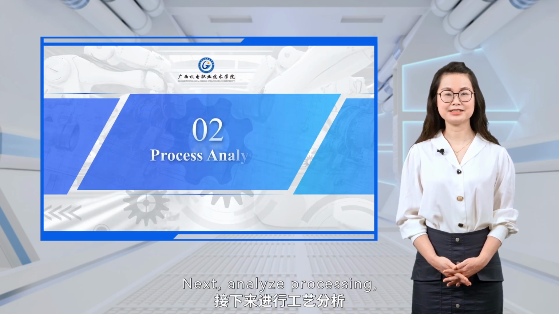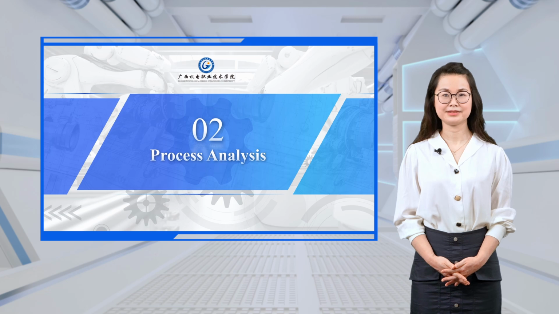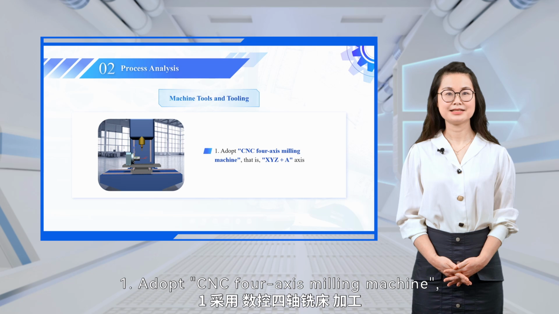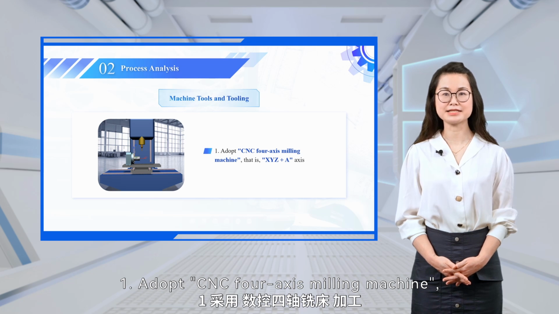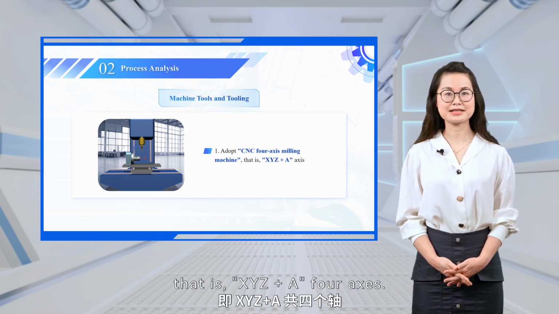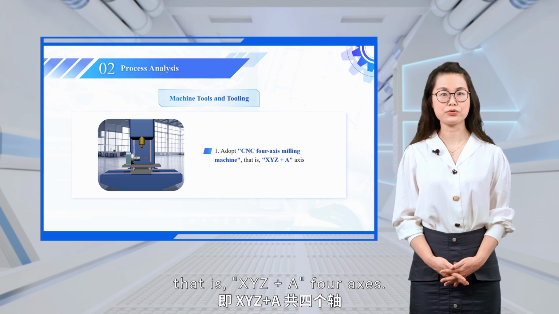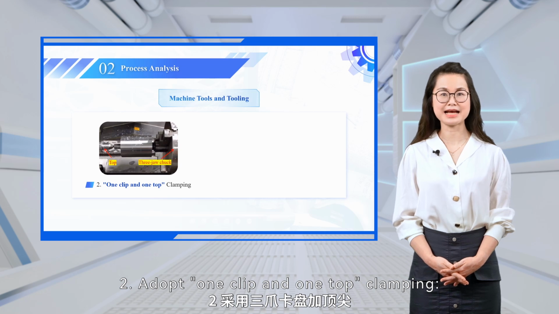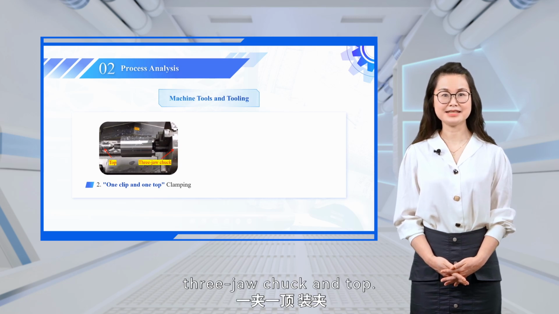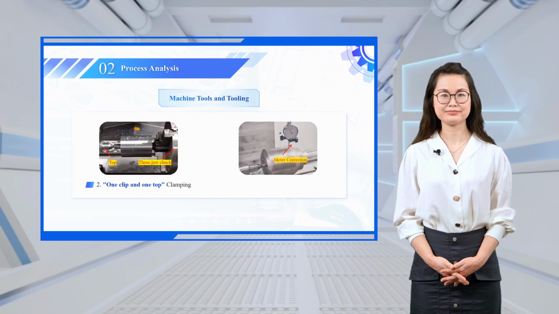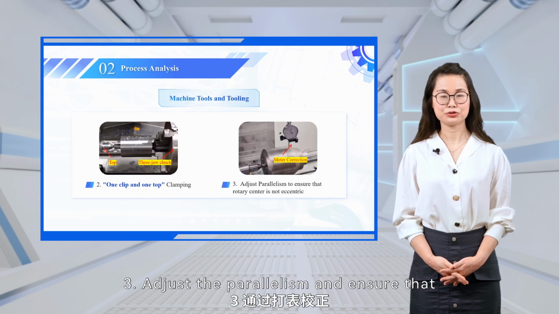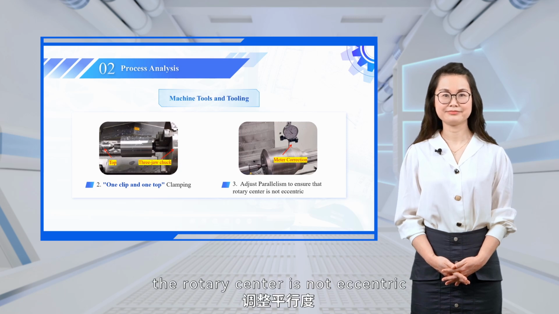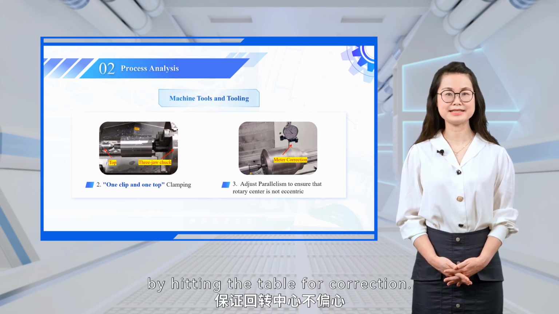Next, analyze processing, machine tools and tooling. 1. Adopt a CNC 4-axis milling machine, that is, XYZ plus a 4th axis. 2. Adopt one clamp and one top clamping, a 3-jaw chuck and a top. 3. Adjust the parallelism and ensure that the rotary center is not eccentric by hitting the table for correction.